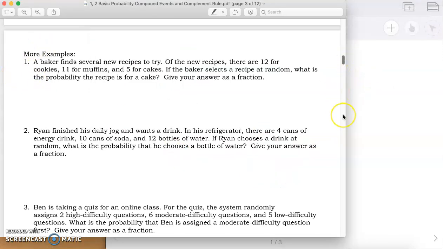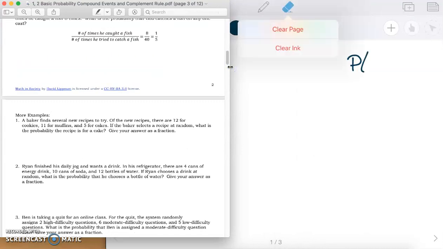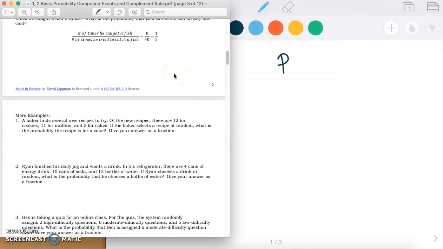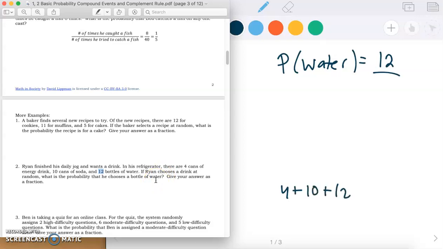All right, Ryan finished his daily jog and wants a drink. In his refrigerator, there are 4 cans of energy drink, 10 cans of soda, and 12 bottles of water. If Ryan chooses a drink at random, what is the probability that he chooses a bottle of water? Again, we're going to say the probability of water is going to equal the number of water bottles. So what do we have? 12 bottles of water divided by, what's the total here? We have 4 plus 10 plus 12. So that's 26.